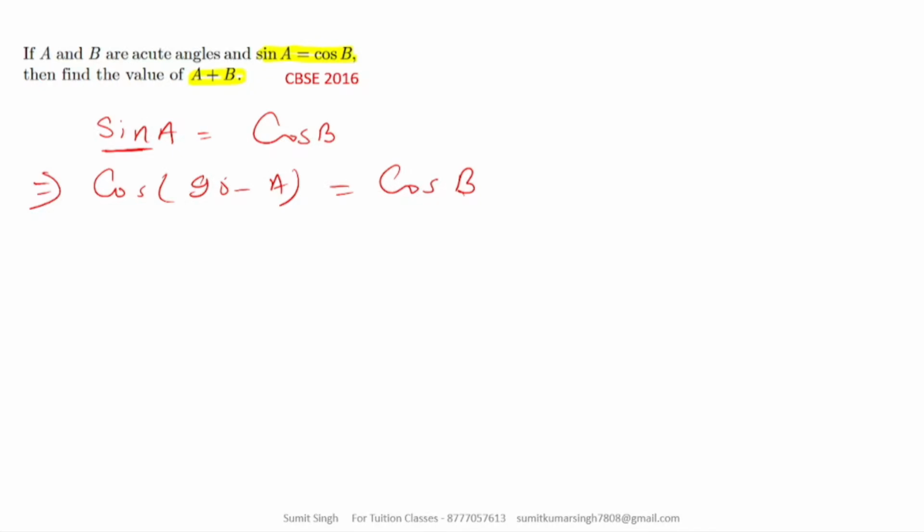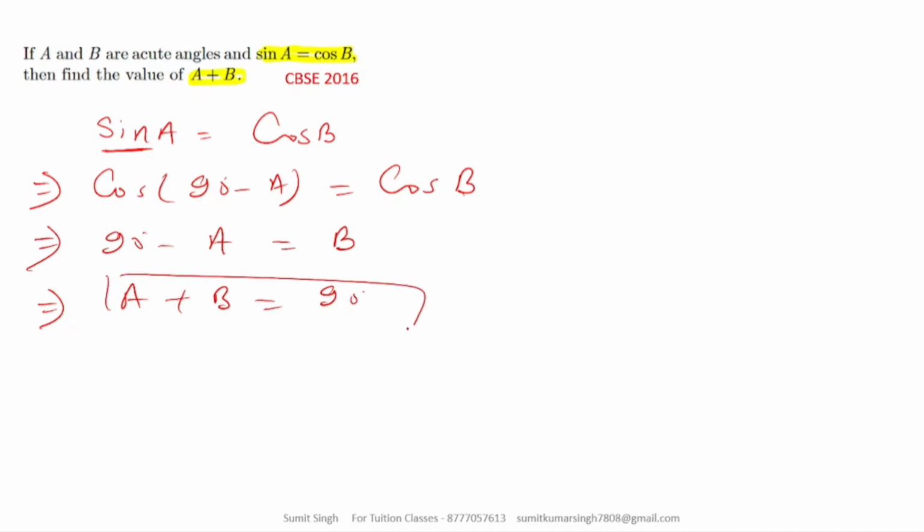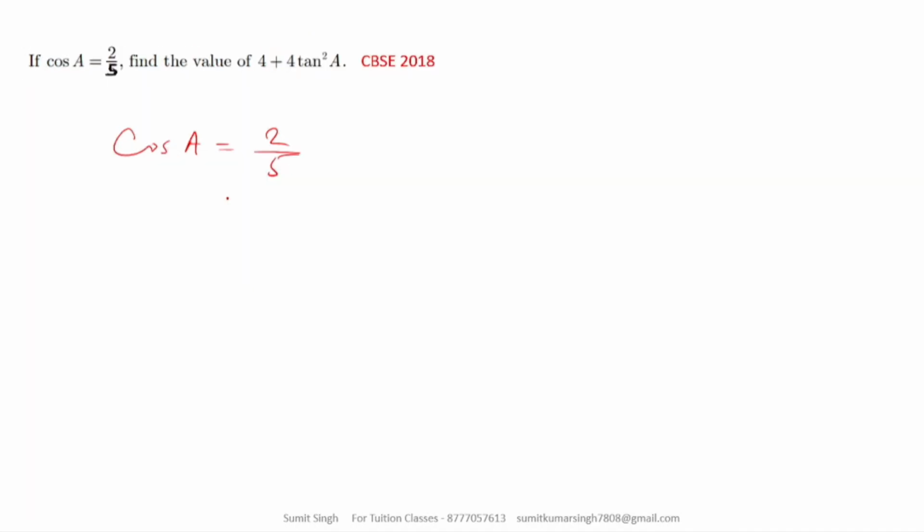Now cos and cos are the same, so of course they cancel out, and we will have 90 degrees minus A equal to B. Now we will use the equation concept here, so A plus B will be equal to 90 degrees, and that is our answer. In this question we have the value of cos A equal to 2 by 5.